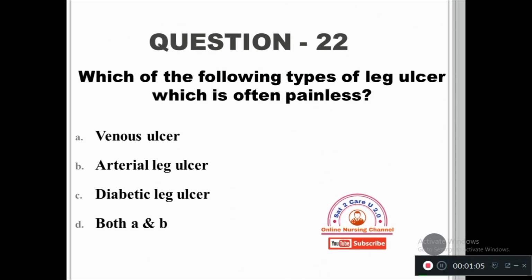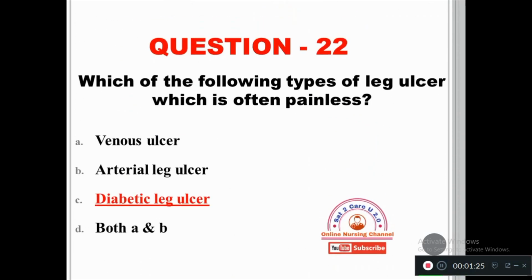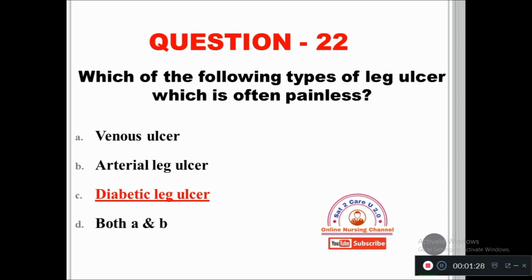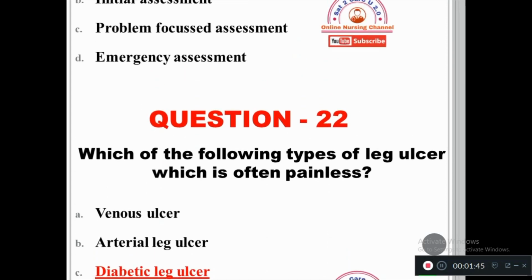Question number 22. Which of the following types of leg ulcer is often painless? Option A, venous ulcer, B, arterial leg ulcer, C, diabetic leg ulcer, D, both A and B. So the most frequent type of leg ulcer which is painless is option C, diabetic leg ulcer, because it is associated with loss of protective sensation, that is neuropathy, and the presence of ischemia in patients with diabetes mellitus makes the pain senseless.